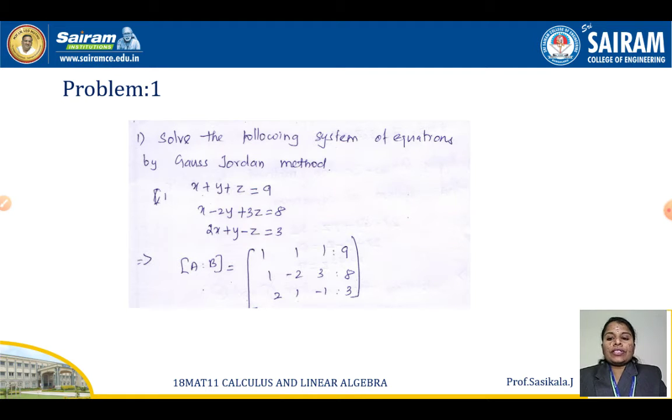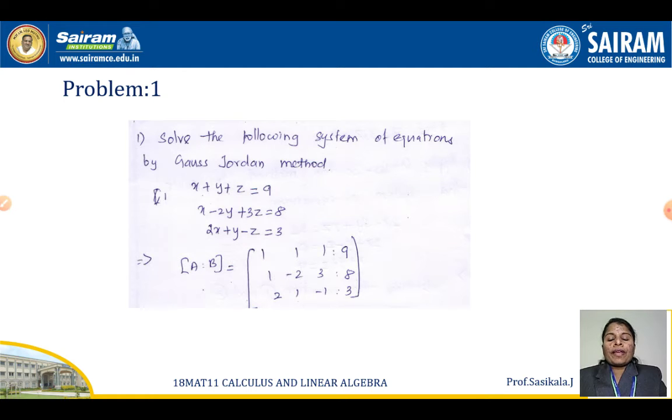The question will be a direct one: solve the following system of equations by the Gauss-Jordan method. Sometimes it may be called the Gauss-Jordan elimination method. The question is x plus y plus z equal to 9, x minus 2y plus 3z equal to 8, 2x plus y minus z equal to 3. So three equations have been given.